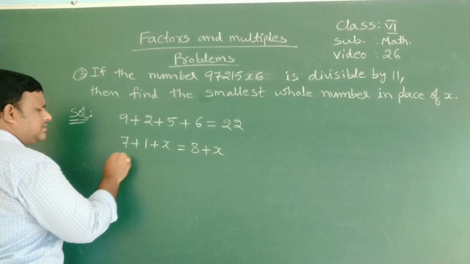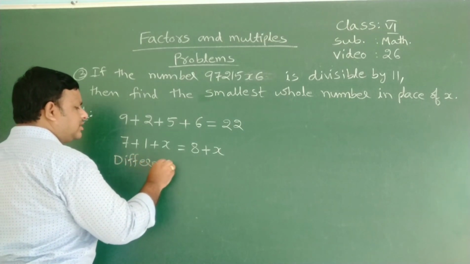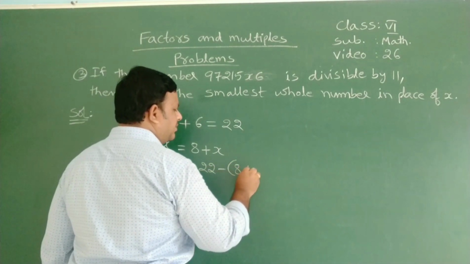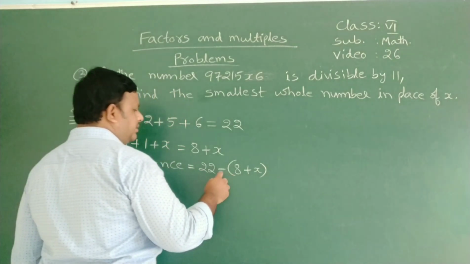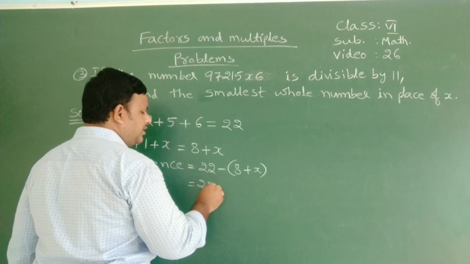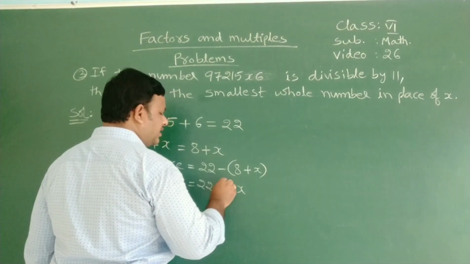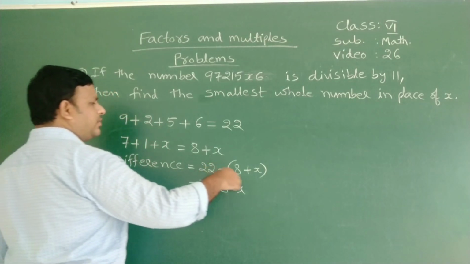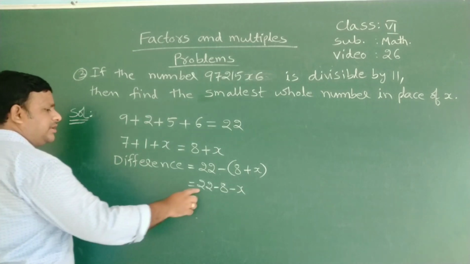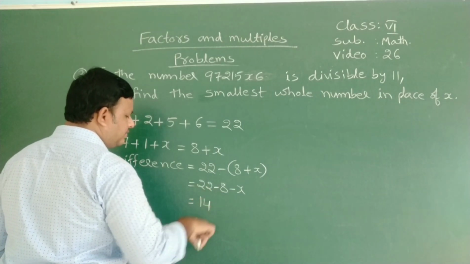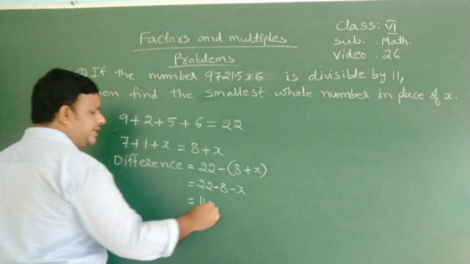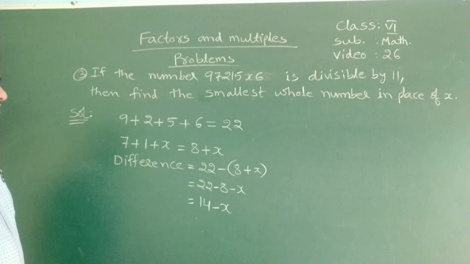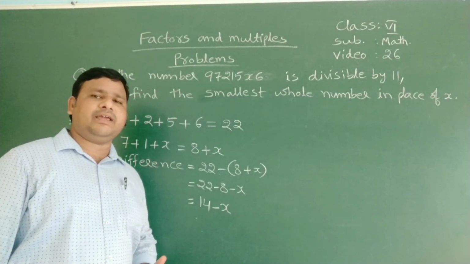Now the difference of both the sums, the difference is equal to 22 minus (8 plus x). Now with the minus we have, that's why 22 minus 8 minus x we will get. Understood? 8 plus x becomes minus 8 minus x, because before this we have a minus symbol. So 22 minus 8 is 14, isn't it? Minus x. Now in place of x, what number should be present to make the result divisible by 11?